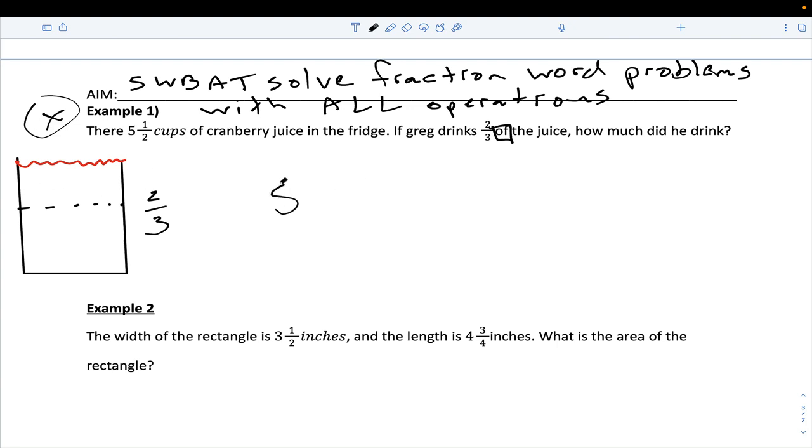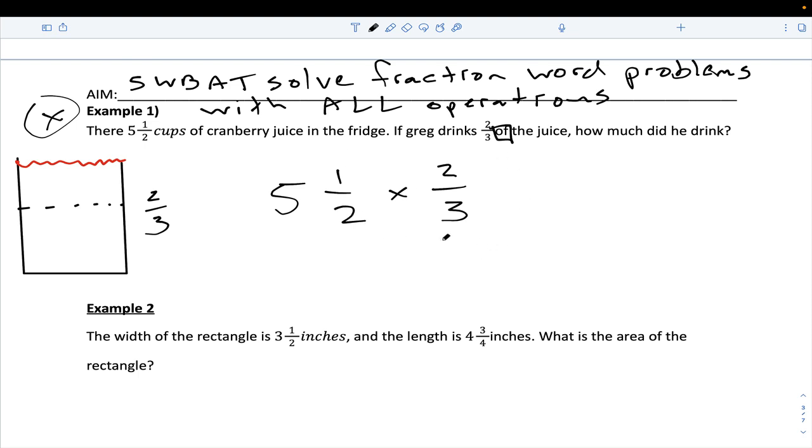Topanga, what's your blunder that you caught? In the last sentence, it says if Greg drinks 2/3 of the juice, how much did he drink? So how many cups did he drink? I just didn't add that, but how many cups did he drink if he drank 2/3 of the 5.5? That is a cup. Standard size. I don't know. Let's go ahead and multiply this and solve it.